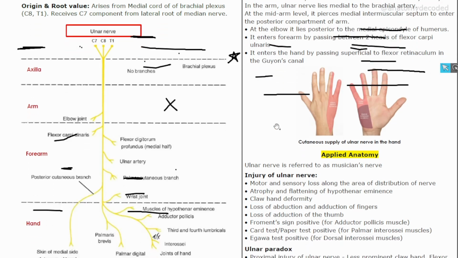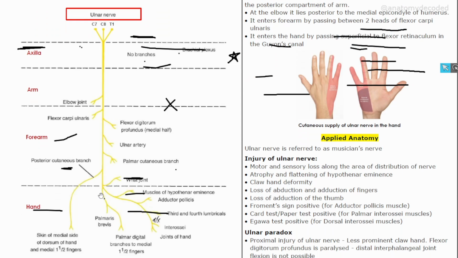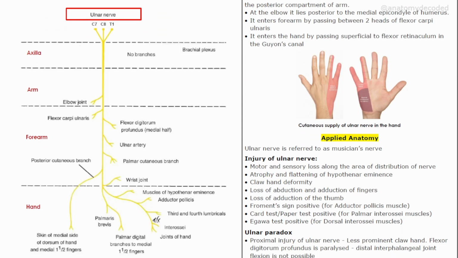If we go a little bit down towards the hand, we can see many muscles are supplied by the ulnar nerve in the hand. In the hand there are 20 muscles, out of which 15 and a half muscles are supplied by the ulnar nerve. These muscles of the hand control the fine movements of the fingers. That's why the ulnar nerve is also referred to as the musician's nerve.